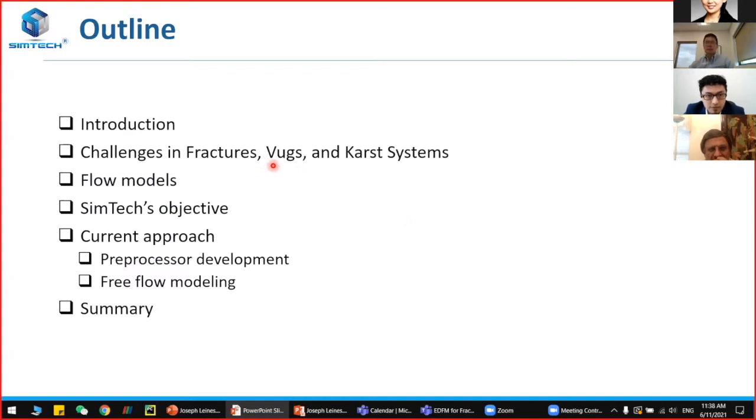I'm going to talk a little bit about the introduction of carbonate reservoirs, and some of the main challenges that we encounter in fracture, Vugs, and Karst systems. Then I'm going to talk about the current flow models that one can find in the literature. Then I'll move on to the objective, about how to tackle these challenges. I'll also talk about our current approach regarding the preprocessor development and the free flow modeling, and then wrap up the talk with a brief summary.